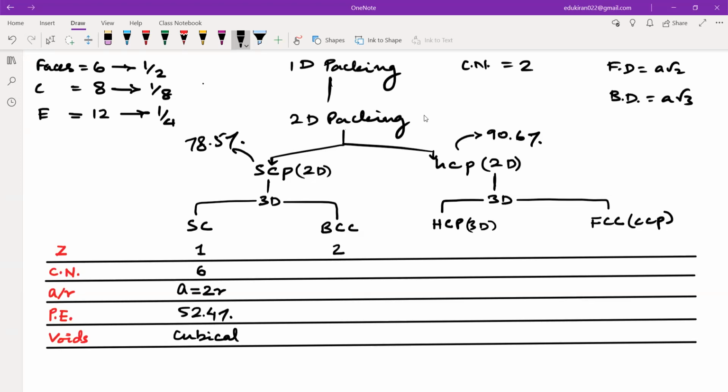What is the coordination number for BCC? 8. Relationship between A and R? A root 3 equals 4R.